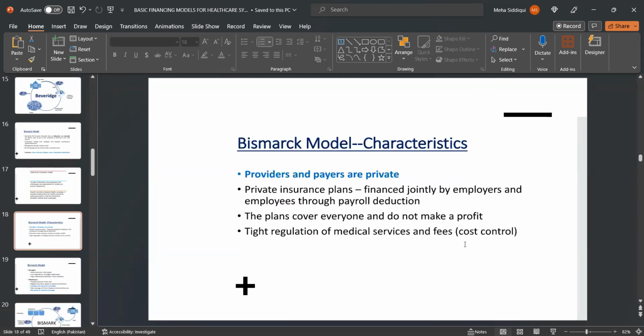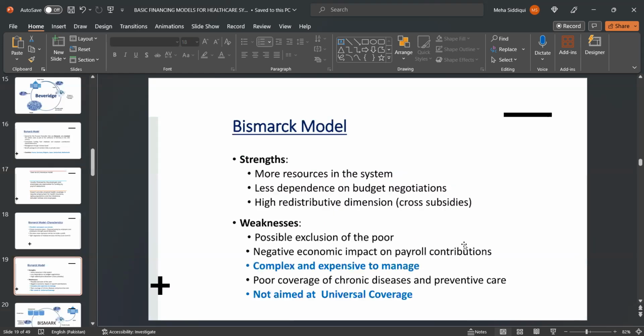The characteristic features of this model are that providers and payers are private. Private insurance plans financed jointly by employers and employees through payroll deduction. The plans cover everyone and do not make a profit. Tight regulation of medical services and fees.